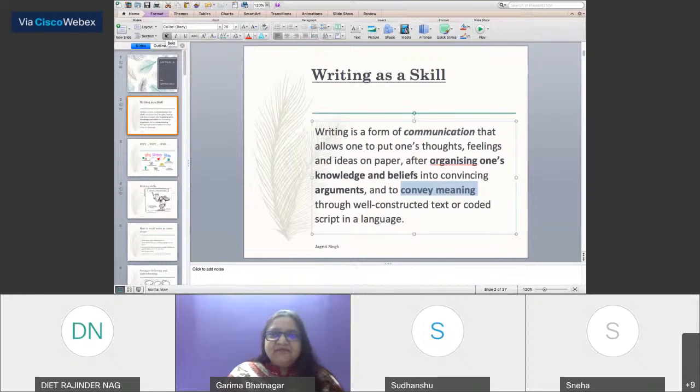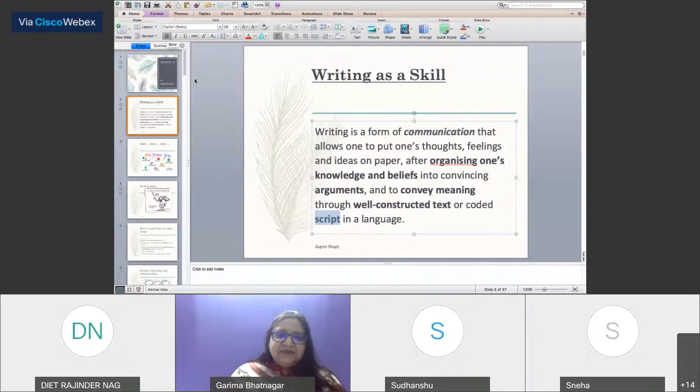For example, I believe that in winters one should be wearing woolens, one should be wearing mittens. So I would try and communicate it with some kind of arguments. And then my meaning should be conveyed to you properly and that you can understand that. And these are through well constructed text and the script of a language. Now, the script for us is Roman script.